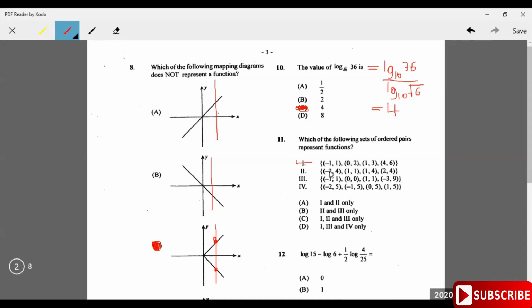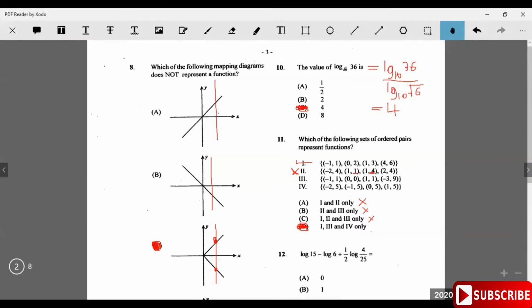Now look at II. We have -2 being mapped to 4. We have 1 being mapped to 1 and 1 being mapped to 4. Since 1 is being mapped to 1 and 1 is being mapped to 4, this element 1 in the domain maps to more than one element in the codomain, and so II is not a function. So all the options with II are out. So the only possible answer is delta. Easy.